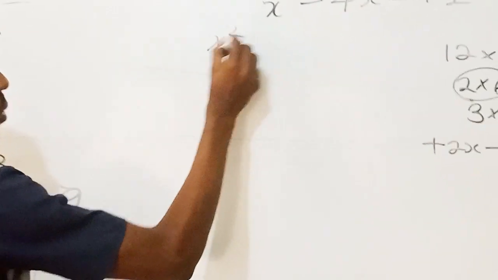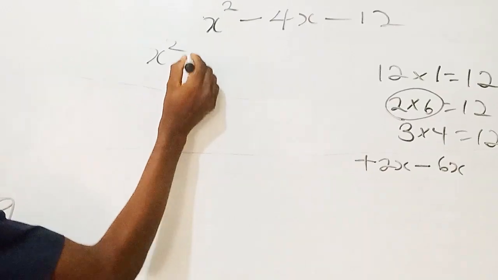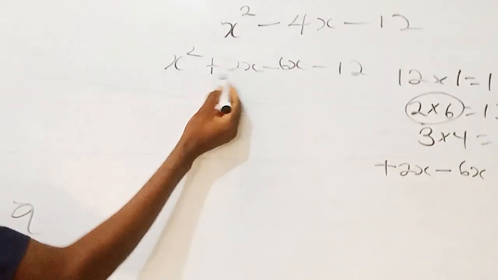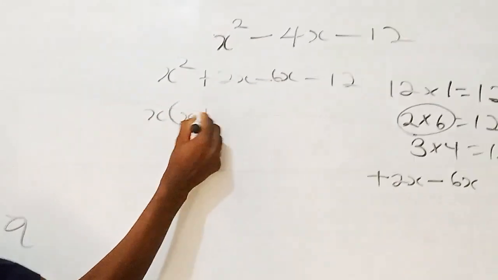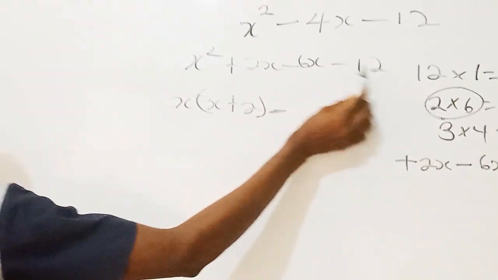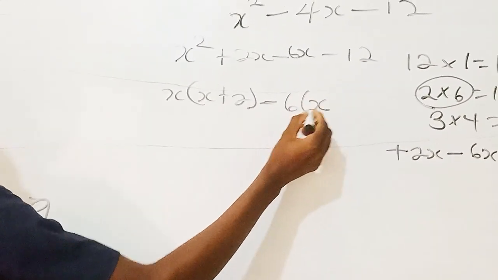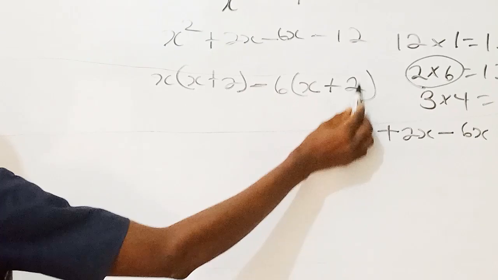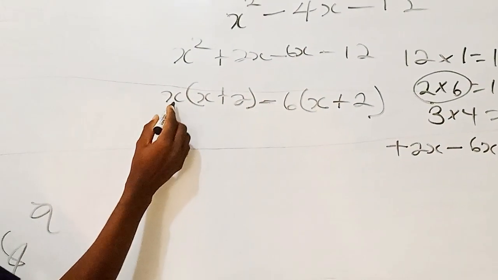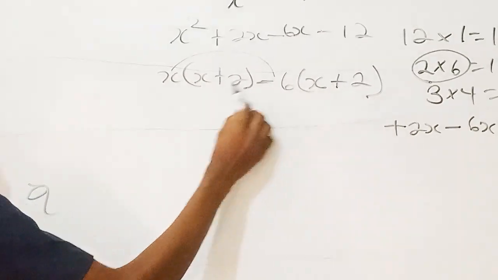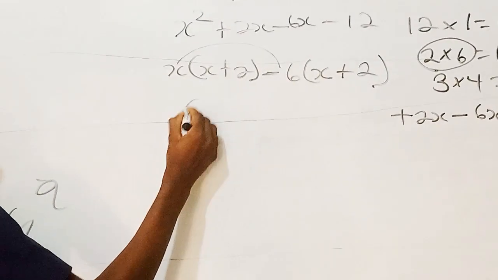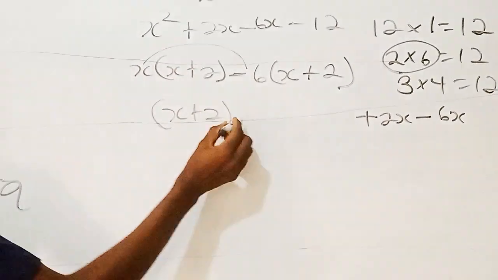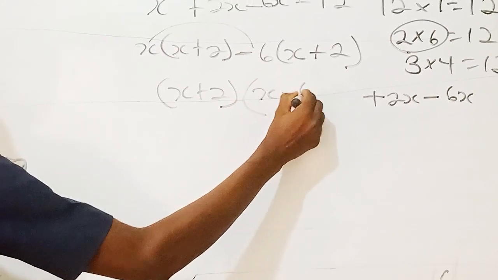So I'll replace it. I have x squared, plus 2x minus 6x minus 12. Now, what is common: I have x into x plus 2, minus, what is common here, 6 into x plus 2, because minus times plus is minus, and 6 times 2 is 12. So I can easily pair this, and because they are the same, I can represent it as x plus 2. I put out x minus 6 as the other part.